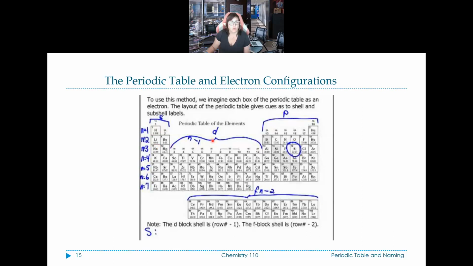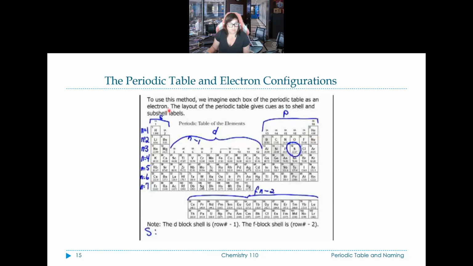Next, I'm going to go to the 2p's, and I'm going to go 2p1, 2p2, 2p3, 2p4, 2p5, and 2p6. So if I'm here at neon, its complete electron configuration is 1s2, 2s2, 2p6, because everything is full. Both the s's are full and the p is full.